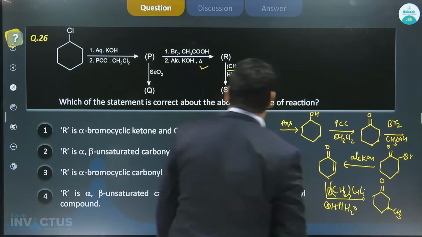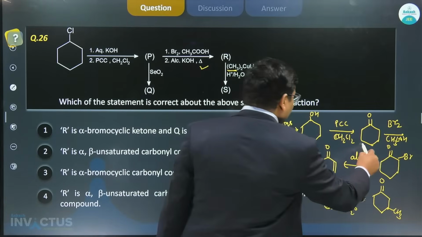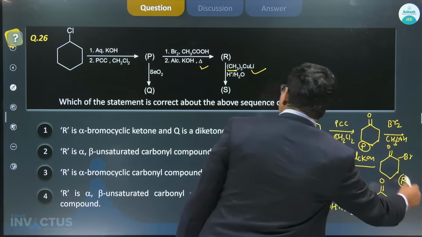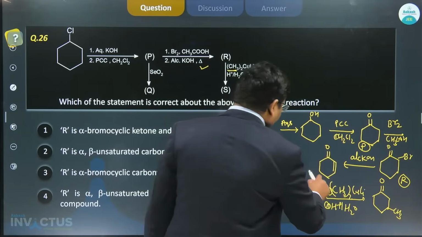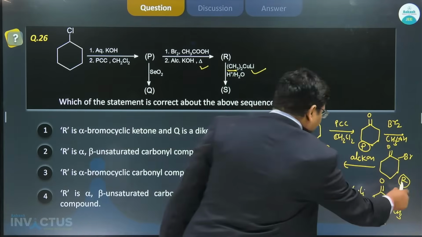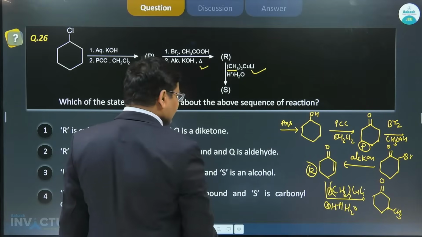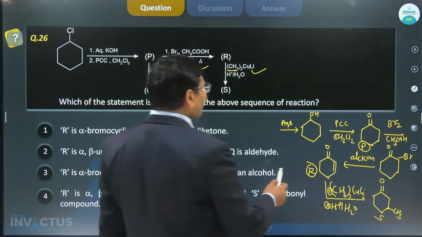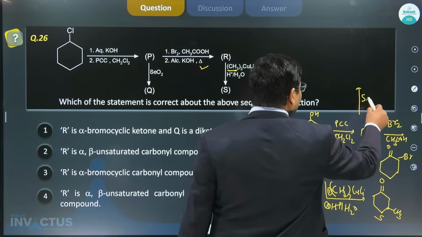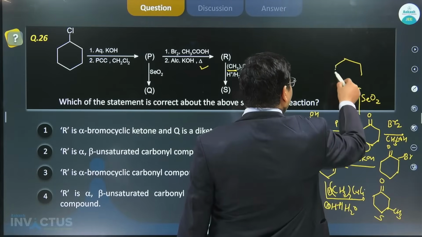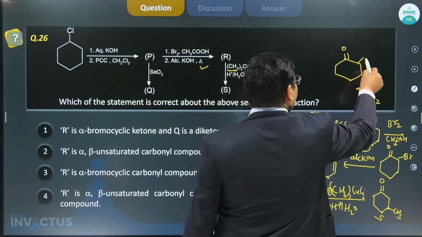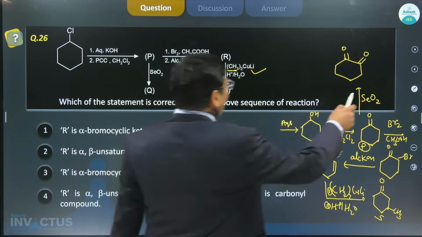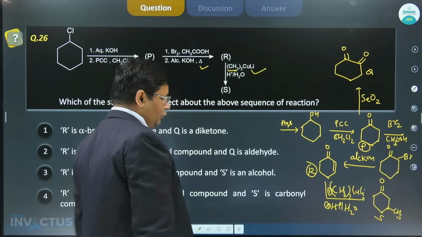this compound. Now check the sequence of the question. This is compound P, this is compound R, and this particular compound is S. When we add selenium oxide to this compound, it gives an alpha-ketone, oxidation of the alpha carbon. So after going through all these reagents, we can answer this question.